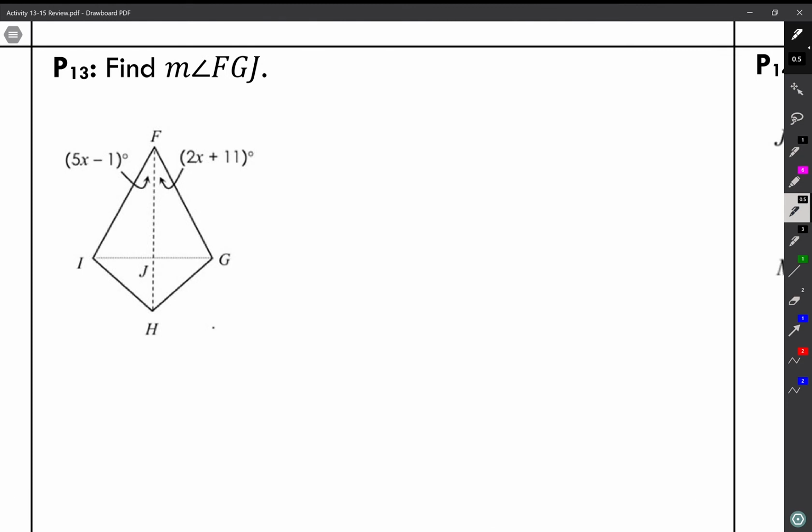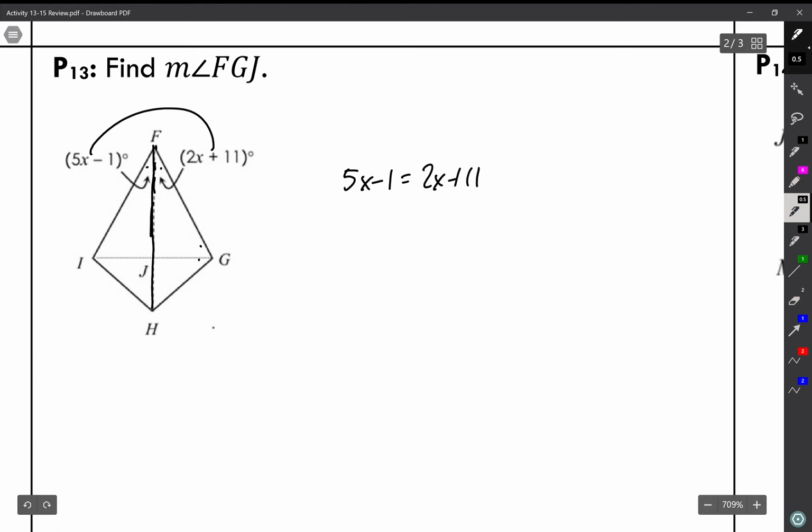One more kite problem. So for P13, look at property number 6. It says one diagonal bisects one pair of opposite angles. Okay, so we have our two diagonals drawn. IG is one of them. Obviously, those two angles right there are not congruent, so we know that's not the diagonal that's bisecting those angles. But these look pretty equal to me, right? So this diagonal is bisecting those two angles, which results in them being equal or congruent, so we set those equal to each other. 5x minus 1 equals 2x plus 11. 3x is equal to 12, so x is equal to 4.